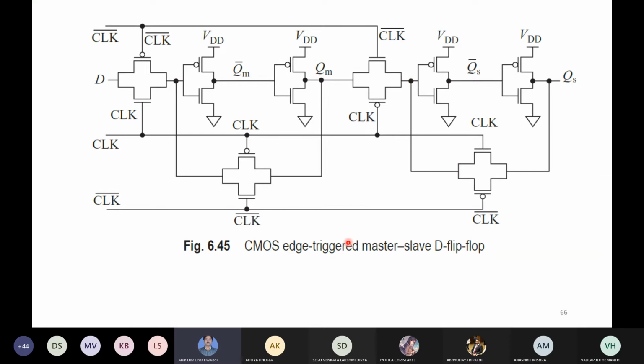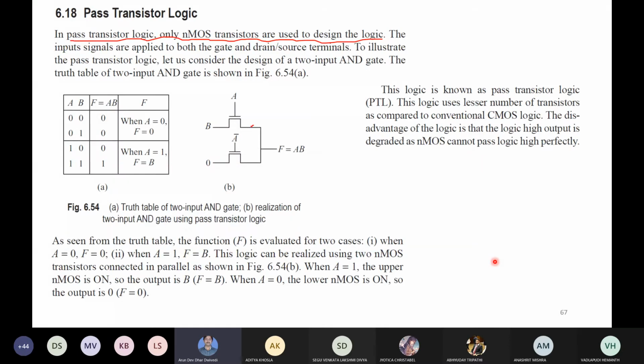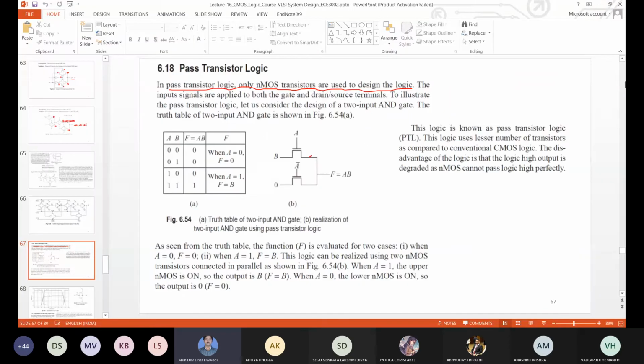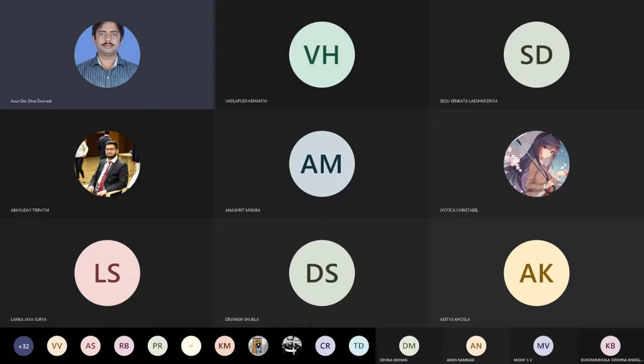So all these are just little modifications. The CMOS master slave feedback and other logic I have already discussed. So now it is over. I am now switching to the CMOS inverter design. I will share another slide and discuss the CMOS inverter.